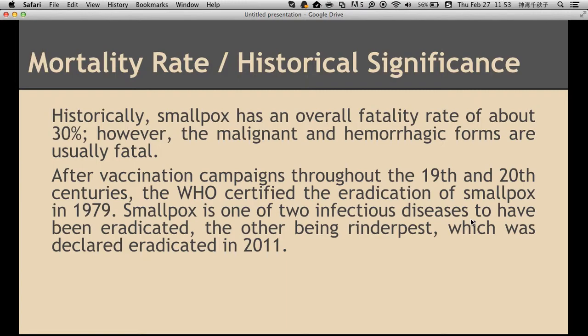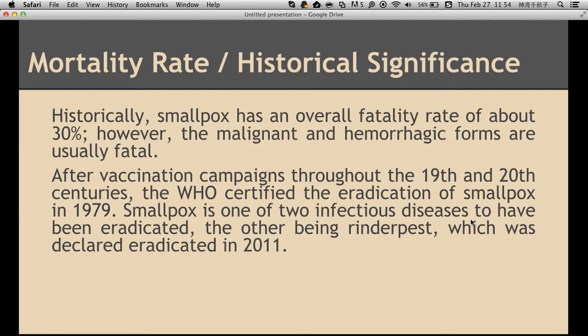Smallpox was responsible for an estimated 300 to 500 million deaths during the 20th century. As recently as 1967, the WHO estimated that 15 million people contracted the disease and that 2 million died that year.